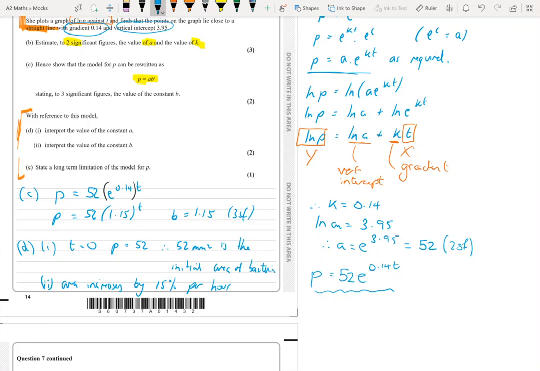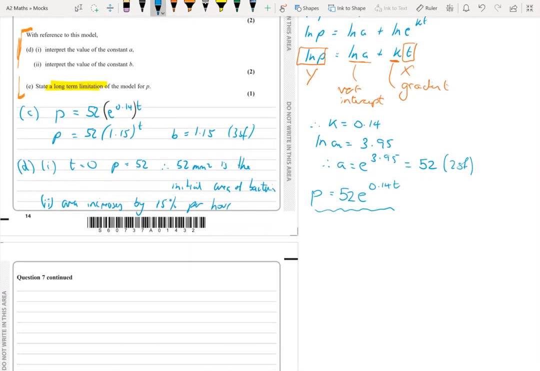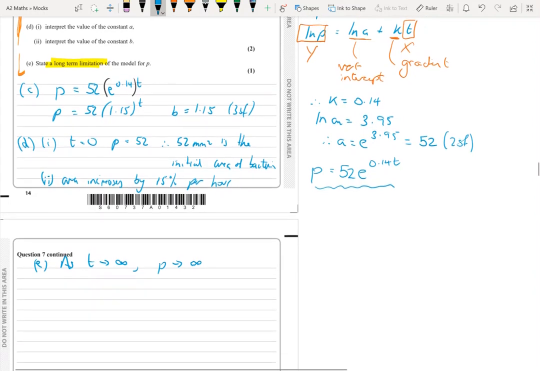Part E, long-term limitation. Okay, probably not hard to guess, but let's do it carefully. Long-term means as time goes off to infinity. Well, 1.15 to the power infinity just gets bigger and bigger and bigger. So the model suggests that as t goes to infinity, the area goes to infinity.